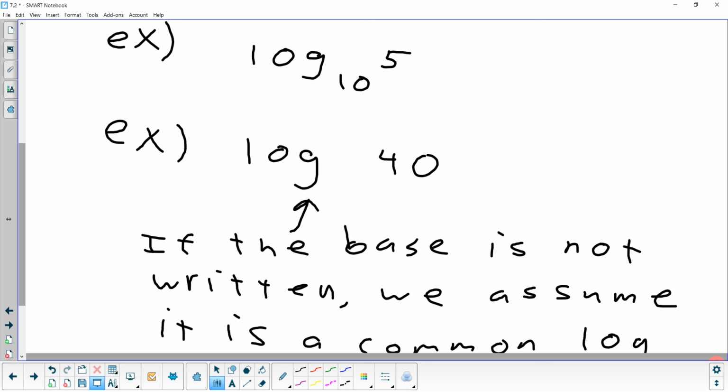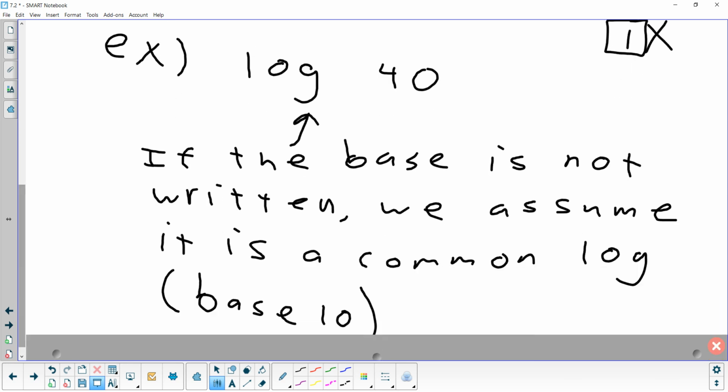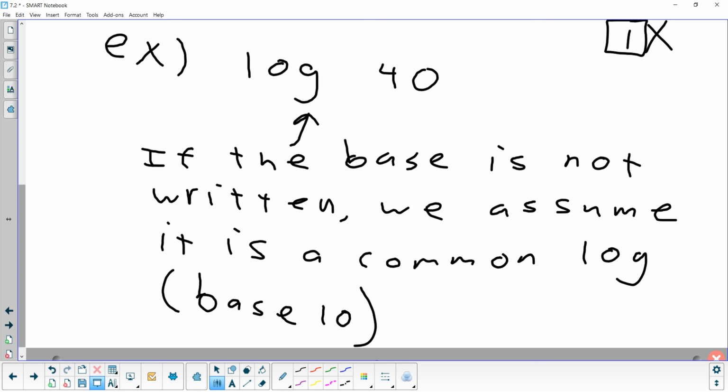Just like if you have a variable and you don't put a number in front of it, what number do we always assume is in front of a variable if it's not there? A 1. Well, this is the same idea. If you don't have a base, we assume it's a 10. Base 10.